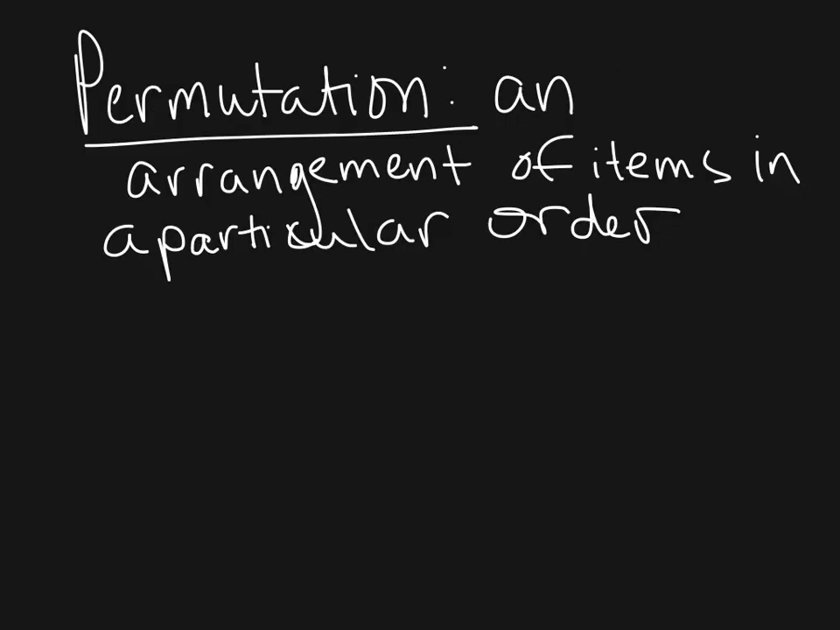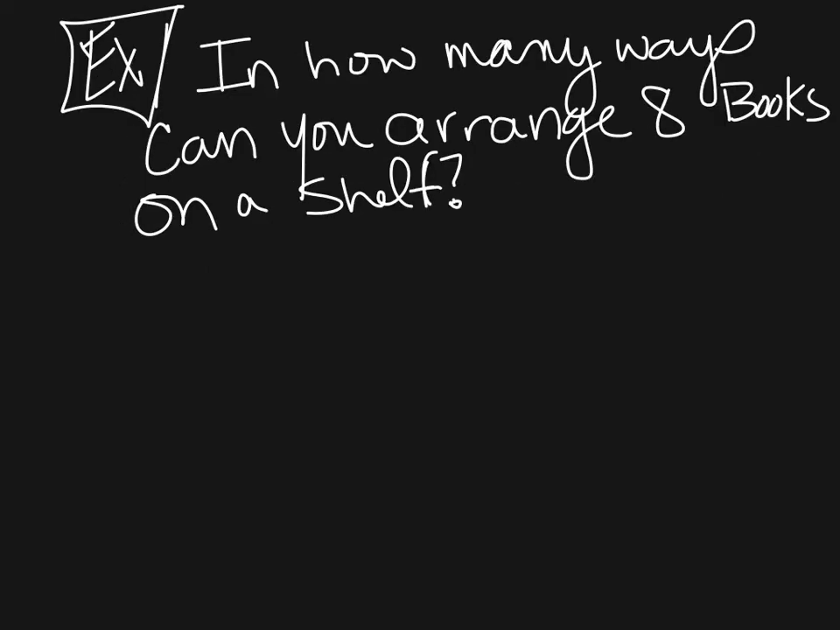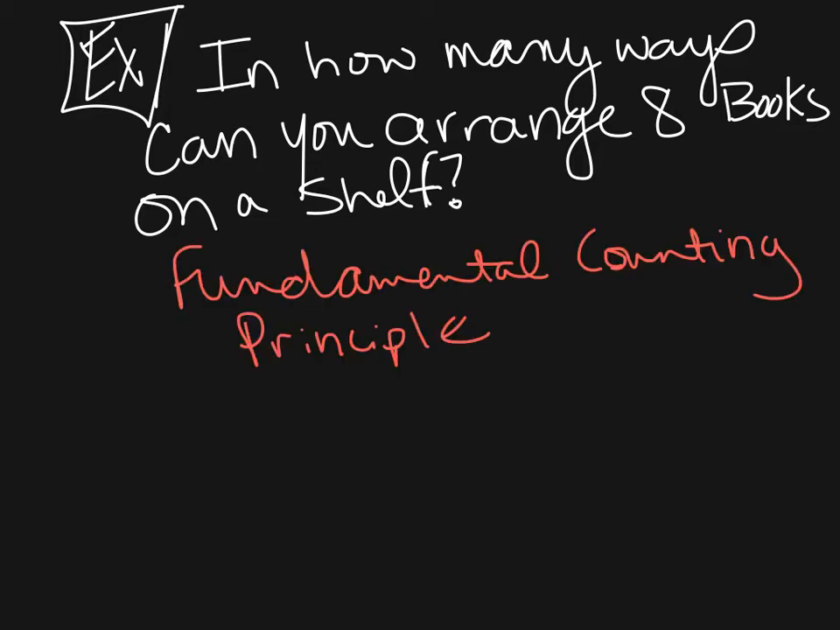Permutations. A permutation is an arrangement of items in a particular order. For example, in how many ways can you arrange 8 books on a shelf? Okay, to figure this problem out, we're going to need to use our fundamental counting principle. So we have 8 books.